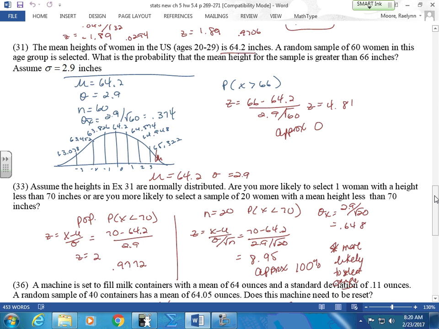It also tells me down here, assume my population standard deviation is 2.9. So basically, this is the only information that I need to pull out of there about my population. So then I read, a random sample of 60 women in this age group is selected. What is the probability that the mean height for the sample is greater than, and again, it should be an X bar, is greater than 66 inches?